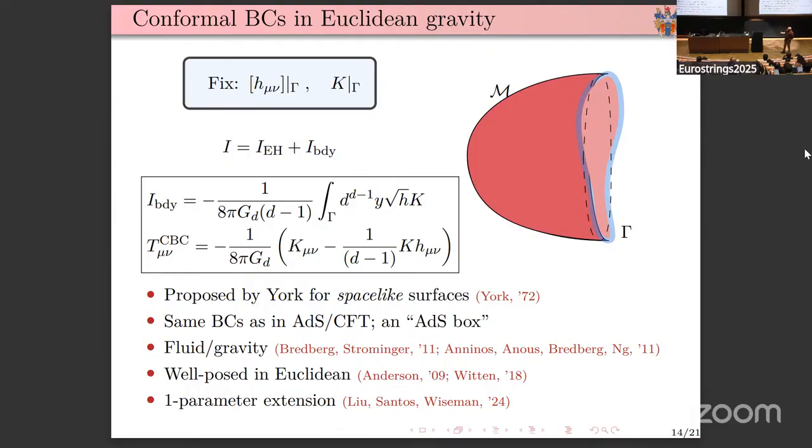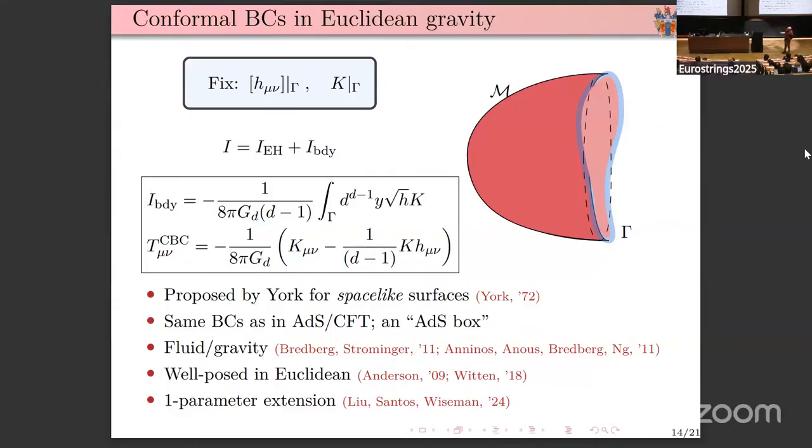Just a couple more comments: these kind of boundary conditions were proposed originally by York back in the 70s, but for space-like surfaces when he was trying to understand the Hamiltonian evolution in GR. These are, in fact, the same boundary conditions that we use in AdS/CFT, so we're actually quite familiar with them. One thing we often forget is the extrinsic curvature of the infinite time-like conformal boundary of AdS is actually fixed. So when I say putting things in a box from now on, we're basically putting things into an AdS box.